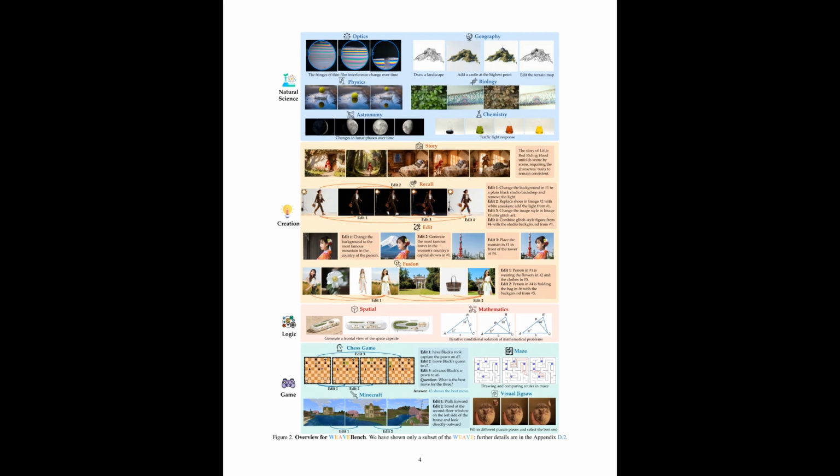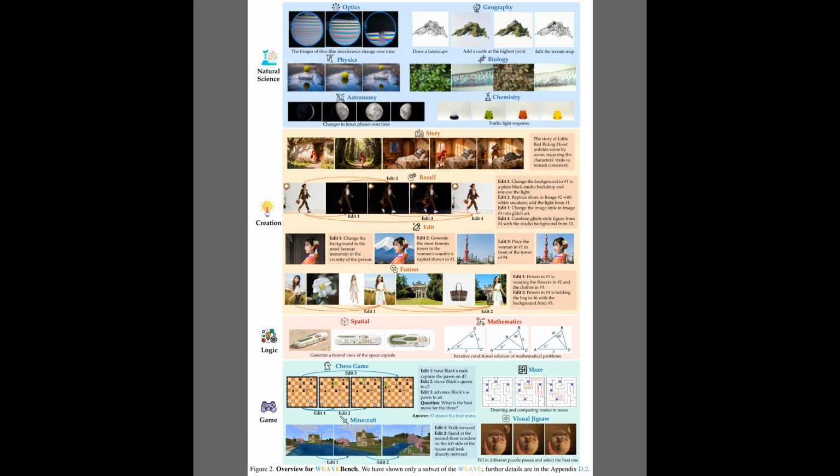So while Table 1 gave us the checklist of capabilities, Figure 2 shows the scope of WEAVEBench across science, creation, logic, and game tasks. The panels illustrate multi-turn editing with recall and fusion, where visual memory means the model keeps track of objects and styles across steps. The benchmark spans 16 task types. The examples include story-driven edits, spatial reasoning, chess planning, maze routing, and Minecraft style generation.